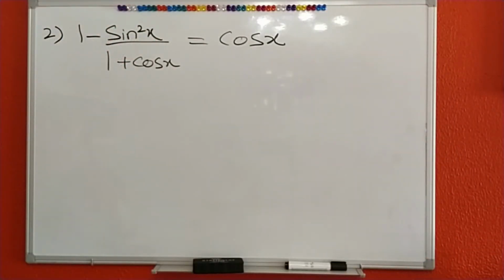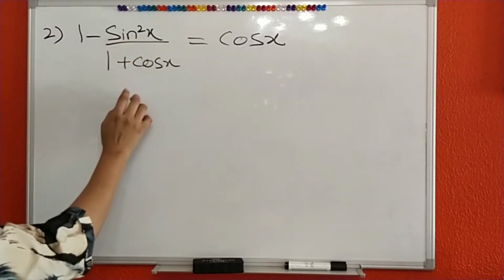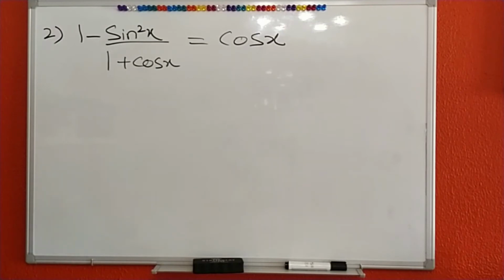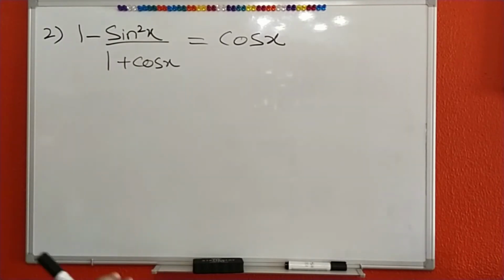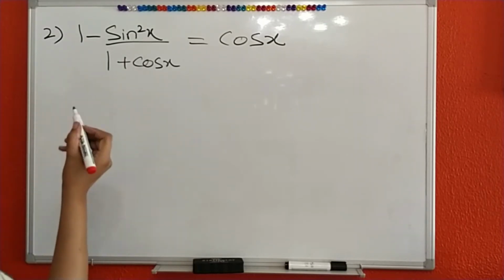Okay students, question number 2 is (1 minus sine square x) upon (1 plus cos x) is equal to cos x. As you can see, the right hand side is very simplified, so I need to take the complex side to solve. The complex side is the left hand side, so I am taking the left hand side.